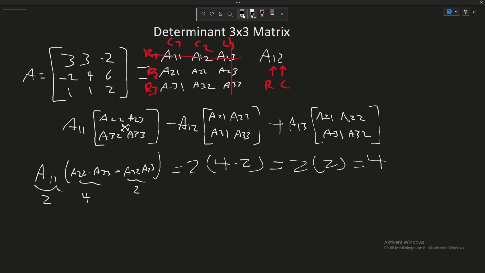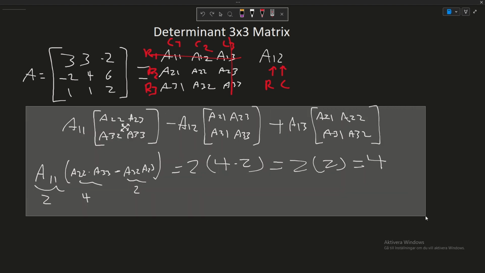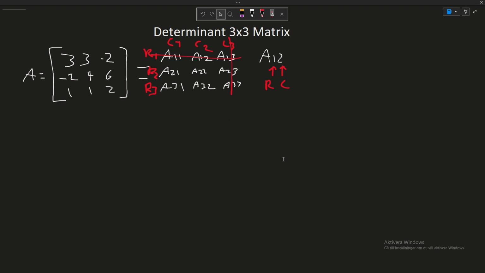So yeah, that's basically the generic solution, but you would repeat the process here, and the value that you end up with is the determinant. Yeah, let's solve the example, and I think it will clear up for you.